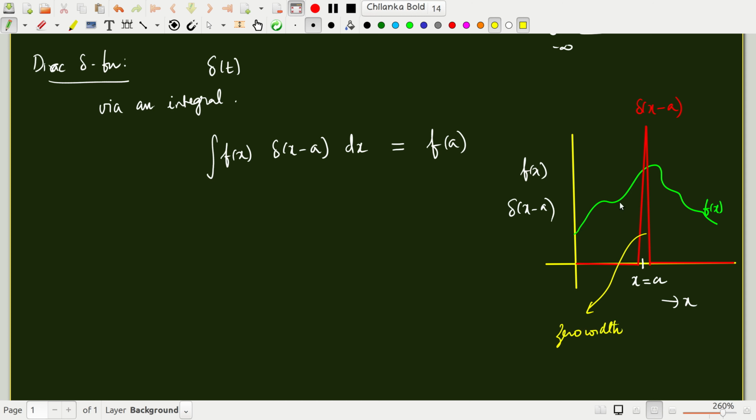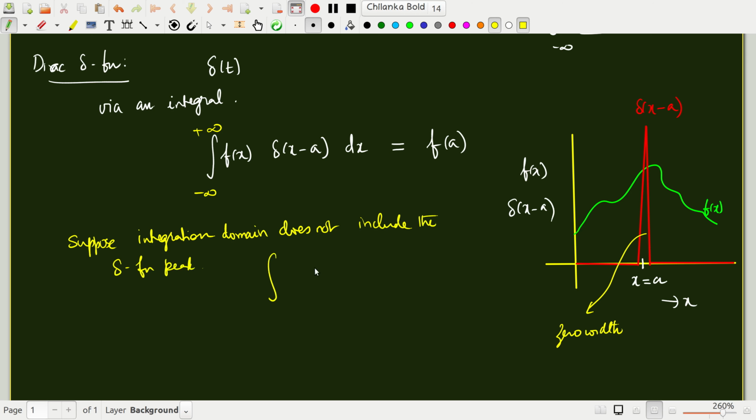Imagine what you're doing in this integral. You're multiplying f of x by delta of x minus a. Whenever x is not equal to a, the delta function is 0. When this domain includes, let's say, minus infinity to infinity. If the integration domain does not include the delta function peak, then let's say the integral from y1 to y2 of f of x delta of x minus a dx will be 0 if a does not belong to the range y1 to y2, because you are just multiplying f of x by 0, since there is no peak there.